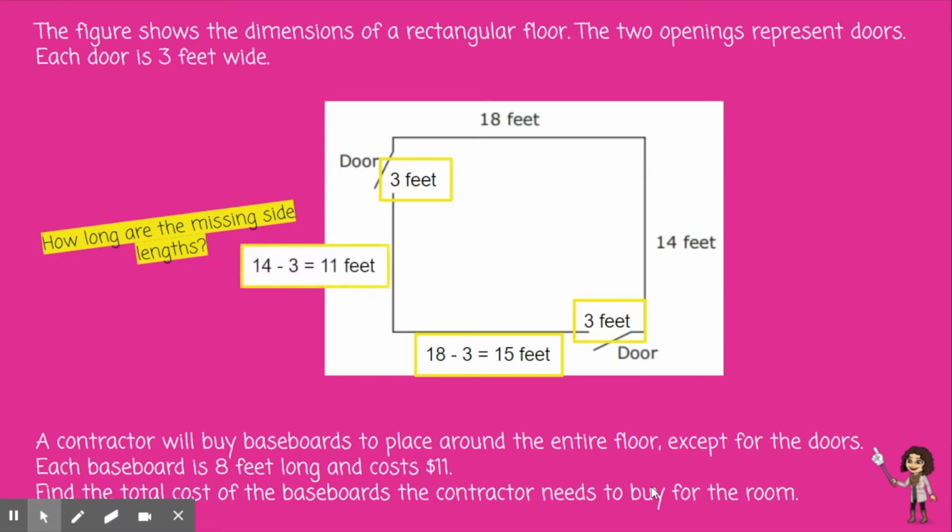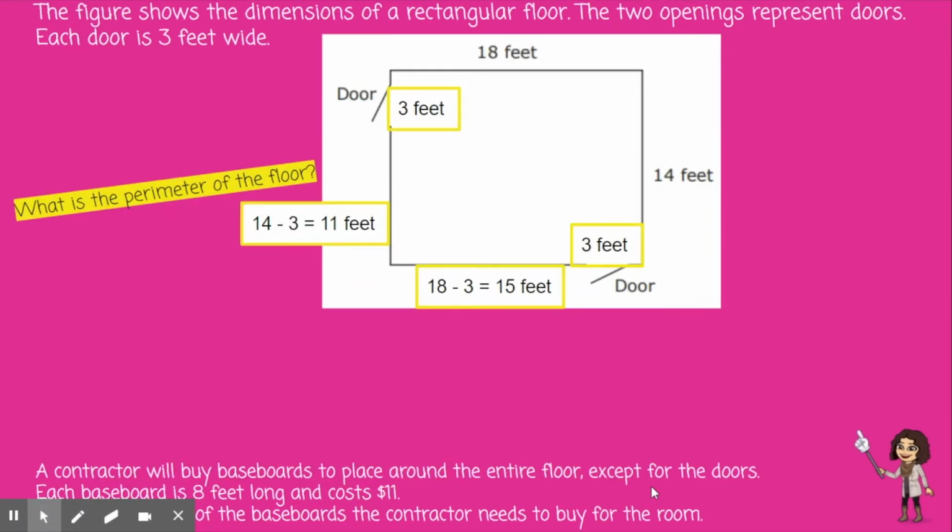And on the other side, we know that it would start at 14 feet. Opposite side lengths are equal. And then I'm going to take away 3 feet for the door. So 14 minus 3 equals 11 feet. So now I know the missing side lengths are 15 feet and 11 feet.